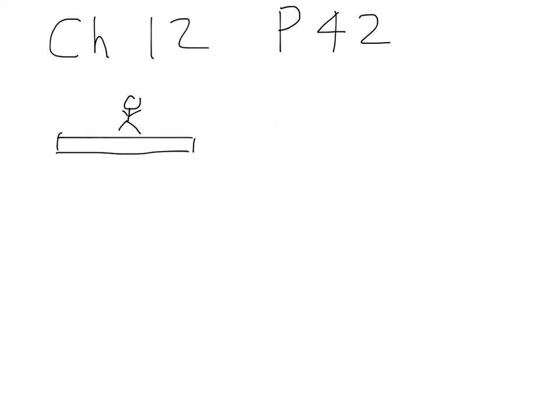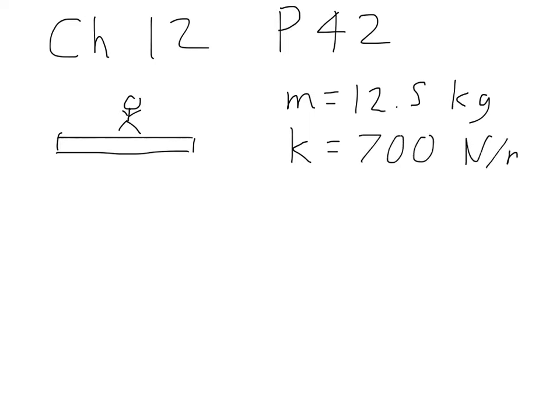Well, the setup also tells us a few other things that are mentioned. The mass of the baby is 12.5 kilograms. So this is definitely not a newborn. And also we're supposed to treat the crib mattress basically as a spring. And we are told it has a spring constant of 700 newtons per meter.